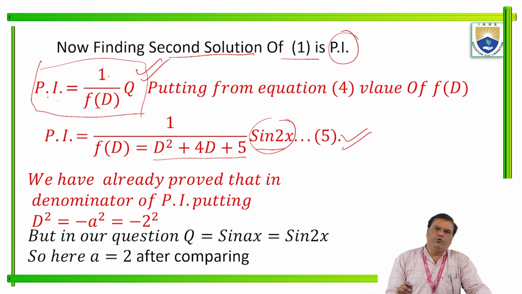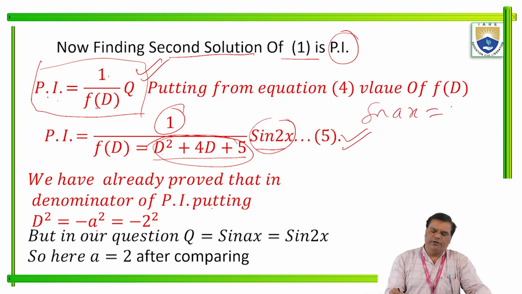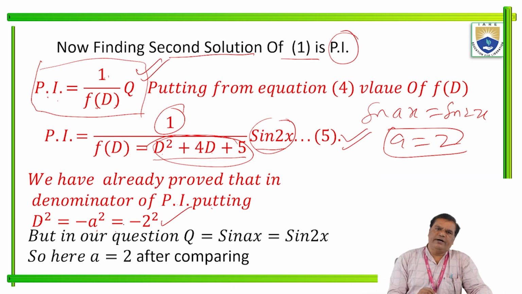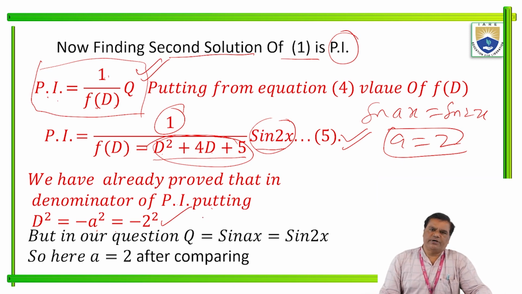We have already proved that in the denominator of PI, this is the denominator of PI and this is the numerator of PI. Only in the denominator of PI, we put D square equal to minus a square. A is here 2, since sin ax equals sin 2x. So putting here 2, D square equals minus a square, equals minus 2 square.